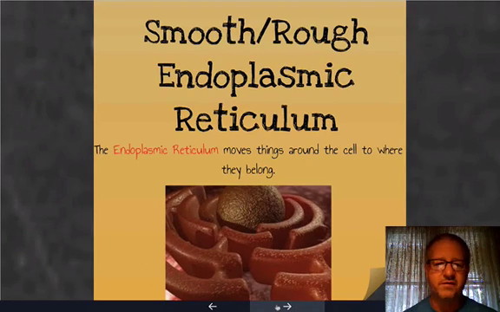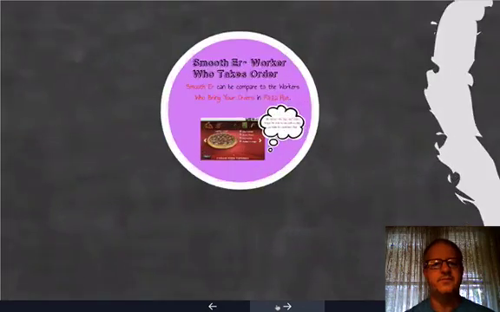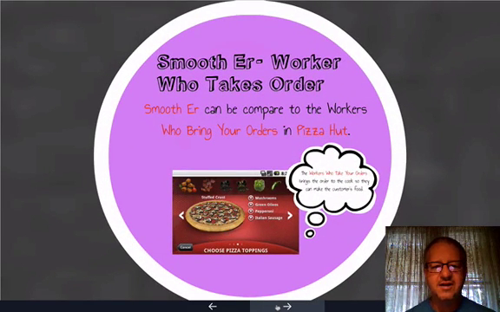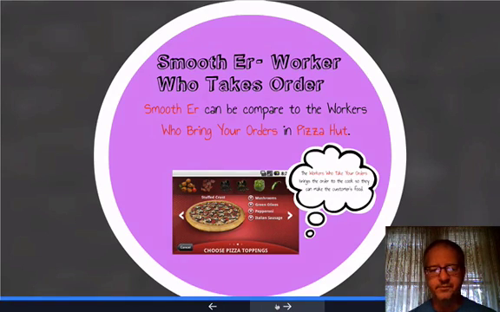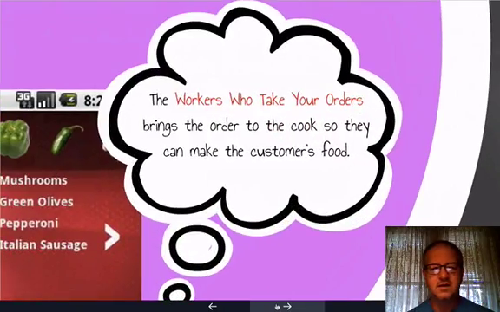We also don't want to forget about our friend the smooth and the rough endoplasmic reticulum. So the endoplasmic reticulum's job is to move things around the cell to where they belong. And they do some modifications as well. Okay, so the smooth ER is kind of like the worker who takes the order and tells the cooks in the Pizza Hut what to do. And then the cook can make your food.